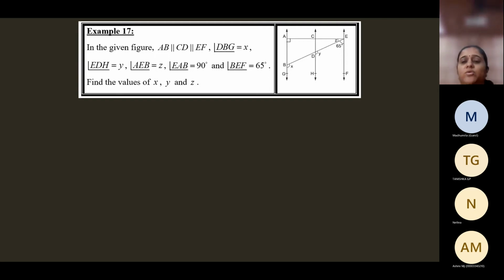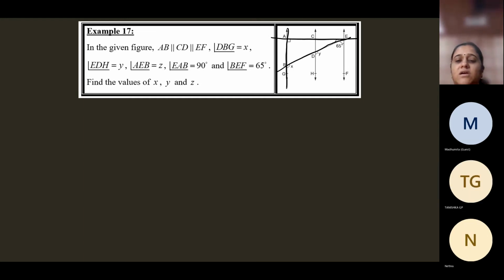So according to you, you're taking AE and BE as the two lines, and this is a transversal. And you have a feeling that since this is 90, this is also 90, corresponding angles are equal. Correct? But they're not parallel lines, ma'am. Correct. They're not parallel lines.